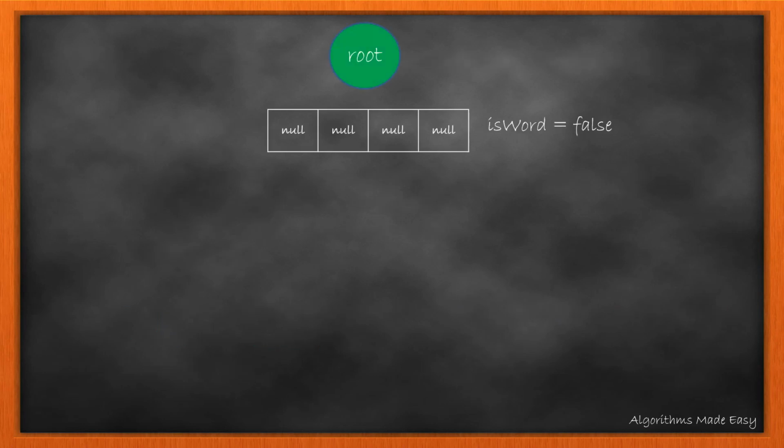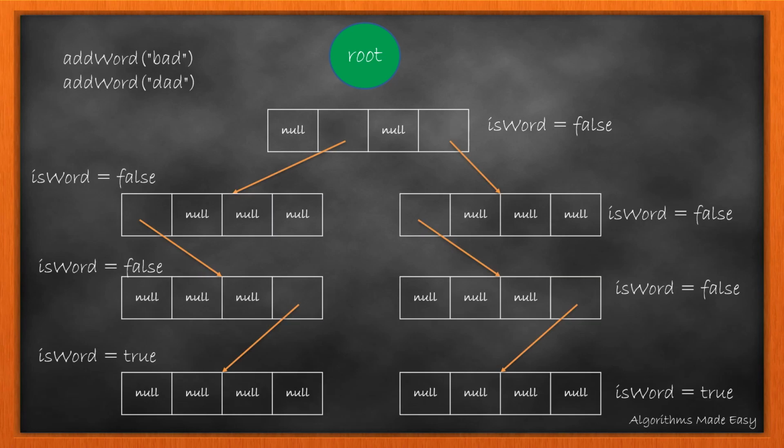Let's go through an example wherein we will search for a word in the trie. For simplicity, we have shown only 4 children, where the first child is letter A and the last child is letter D. Initially, the children of root will be all null and the is-word flag will be false. When we insert two words into this trie, it will look like this. The left trie represents the word bad, while the right one shows dad. Observe how the ends of these words are marked.